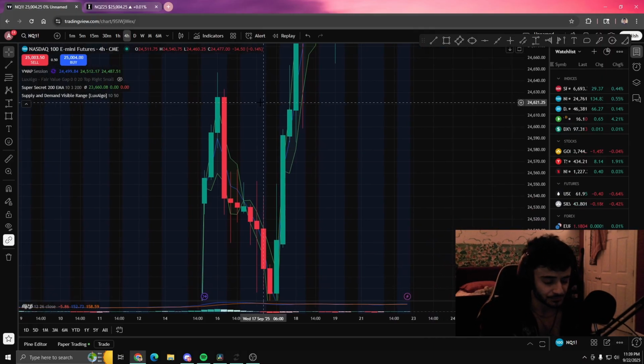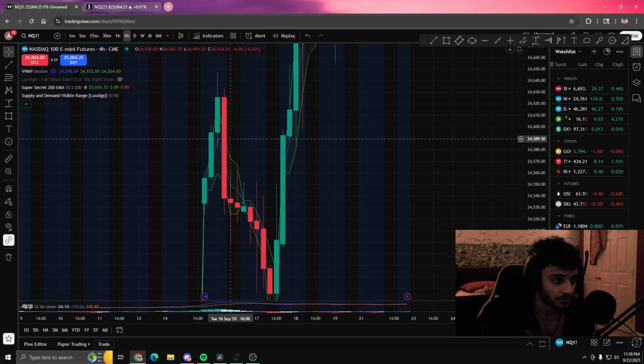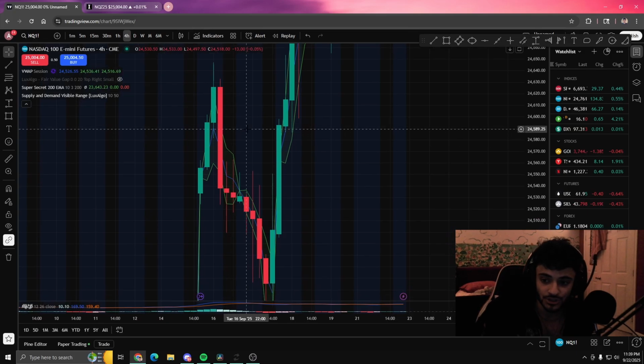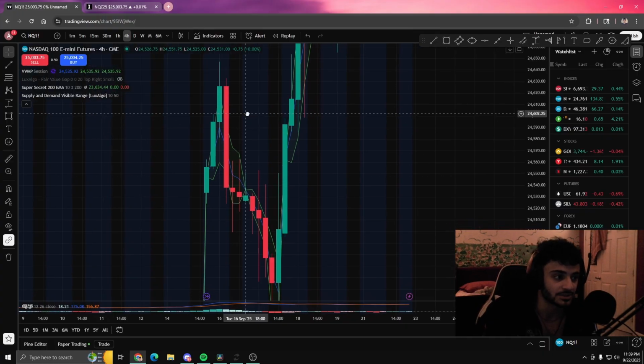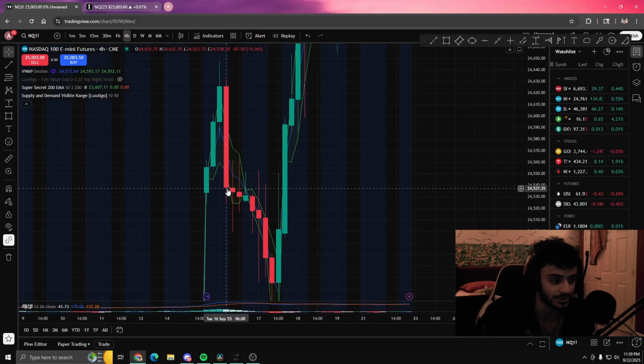Now, I'm not going to get into too much detail about the different kinds of candles, but I'll give you some of the basics, right? So the bigger the candle, obviously the bigger the momentum. We see this huge red candle. That means sellers had full control of price during this 4 hour candle, right? And you can see that they continue to hold control.